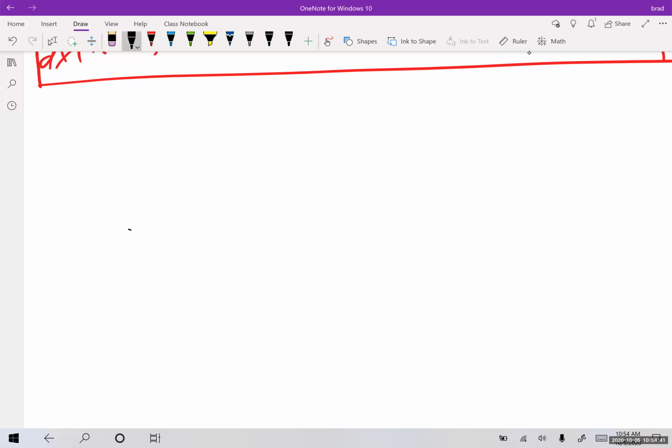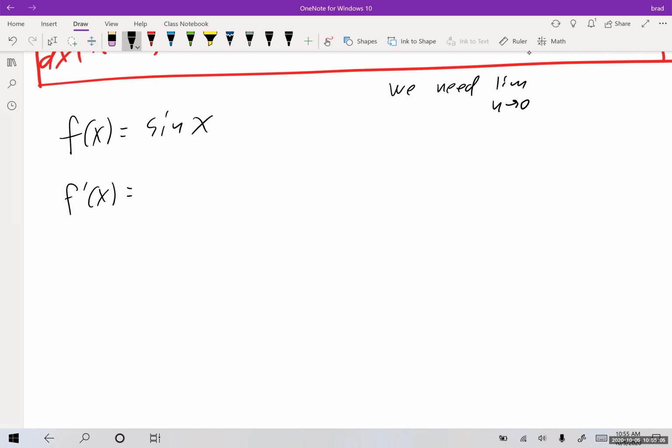Okay, so let's see here. Let's say that we have f of x is equal to the sine of x, and we want to find f prime of x. So what we're going to need is two things. For some of these proofs, we're going to need the limit as h approaches 0 of sine of h over h is equal to 1.